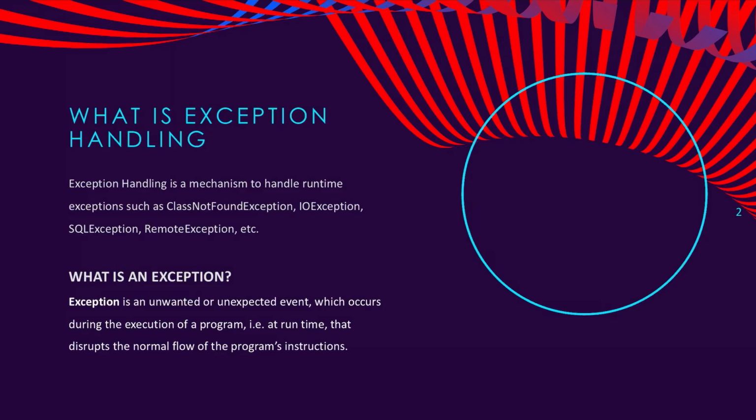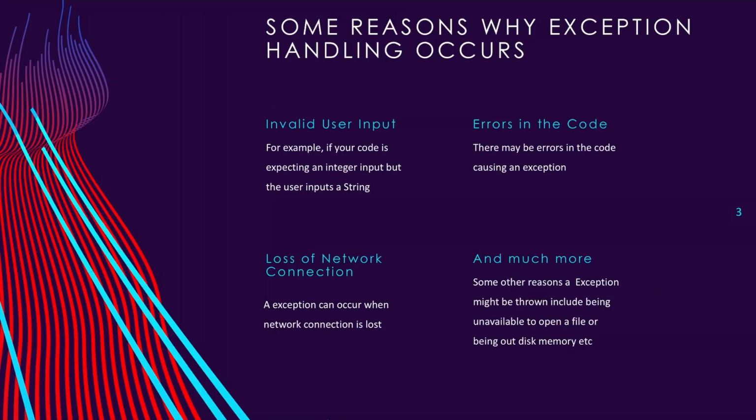But you might then ask, what exactly is an exception? An exception is essentially something that occurs during the runtime, which is during the execution of the program, and it's an unwanted or unexpected event that disrupts the normal flow of the program's instructions. That is called an exception.